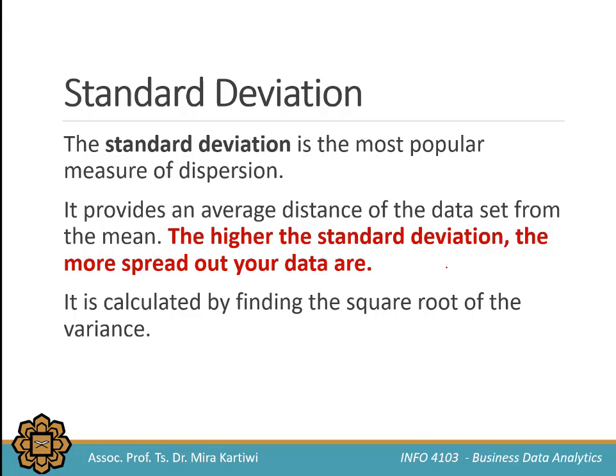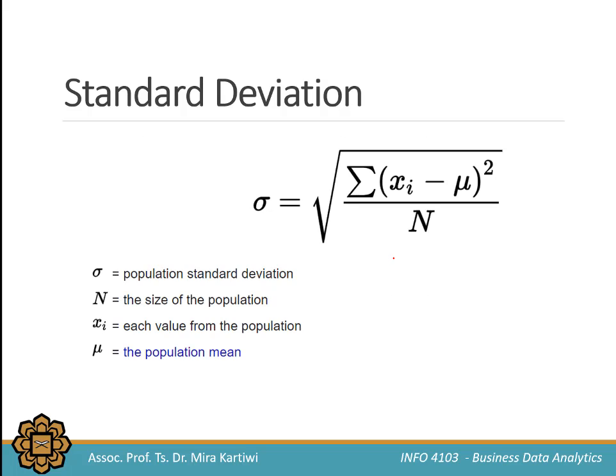Standard deviation is the most popular measure of dispersion. It provides an average distance of the dataset from the mean. The higher the standard deviations, the more spread out your data are. It is calculated by finding the square root of the variance. This is the formula of standard deviations.